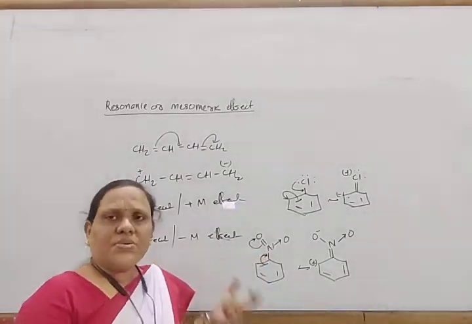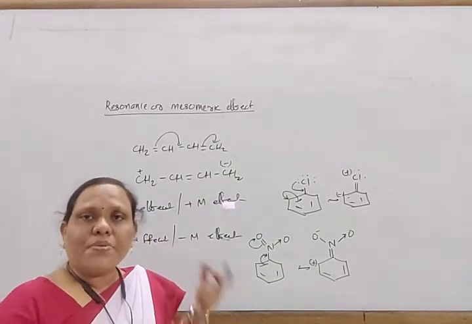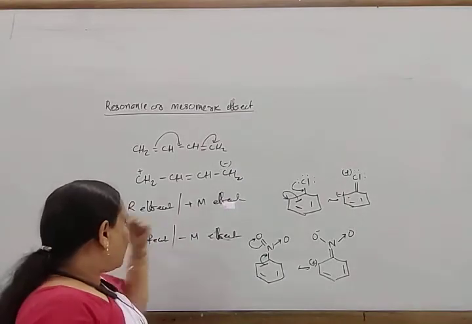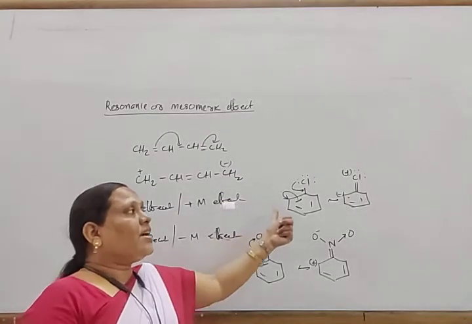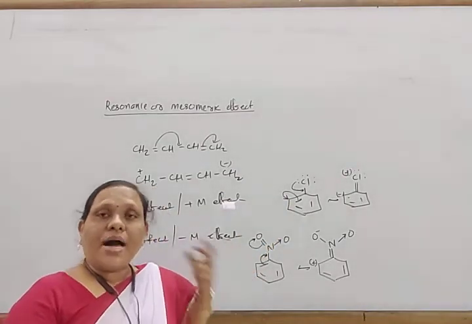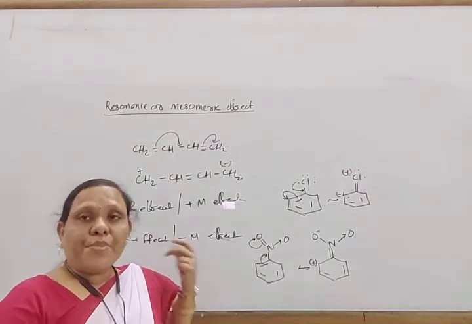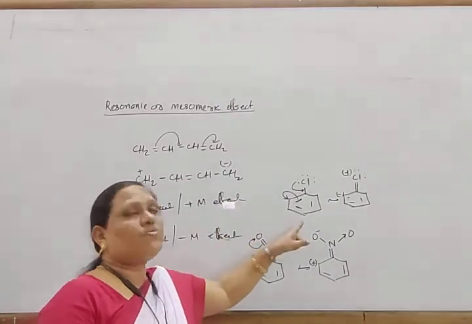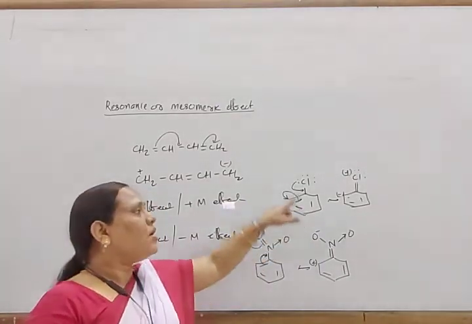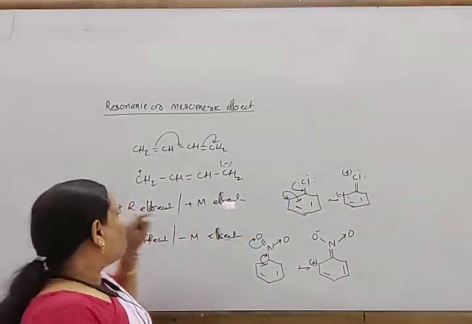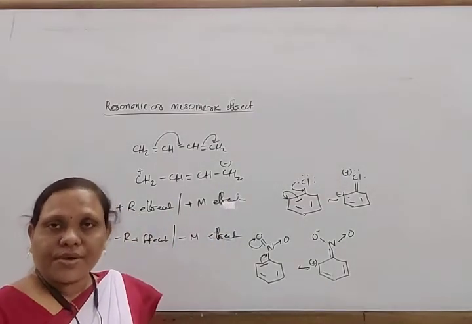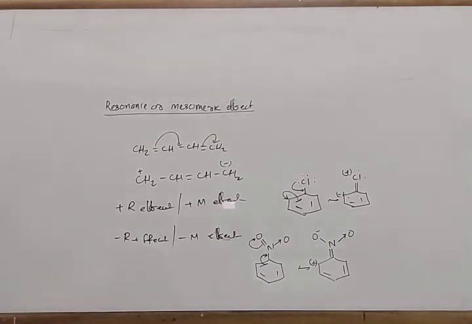Okay, so nitro group, CHO group, aldehyde group, carboxylic acid group. These groups are electron withdrawing in nature. Whereas chlorine, halogen, amino group, and hydroxy group give electron towards this benzene nucleus or towards this system. In this way, that is known as plus R and plus M effect. Okay, so note down.